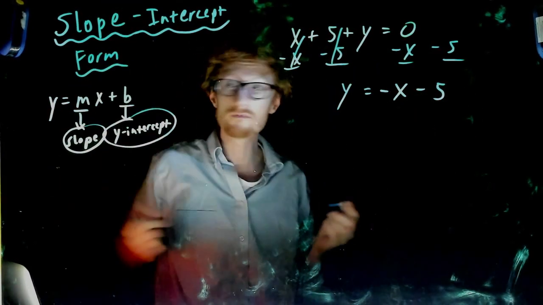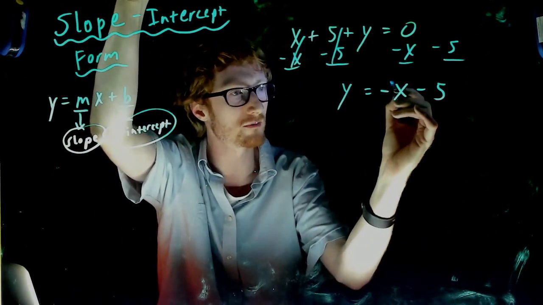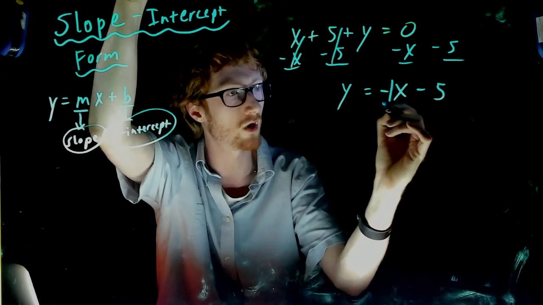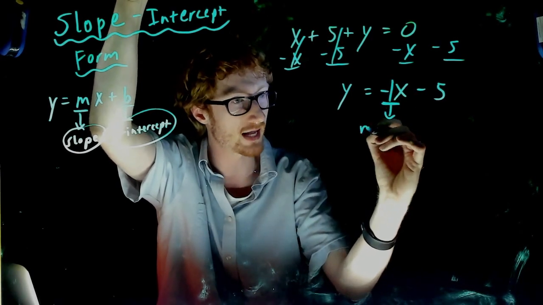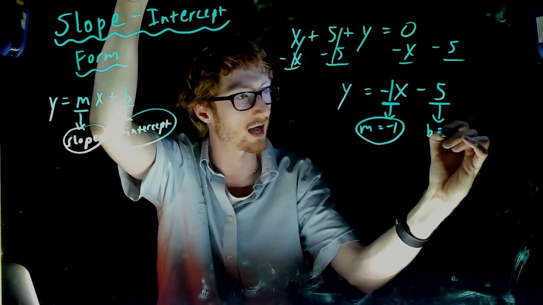Now you have it in slope-intercept form, right? But what's the slope? There's not a number in front of x. Well, remember, there's not a number in front of anything. It's always a 1. So my slope in this case, my m, would be a negative 1. And my y-intercept would be a negative 5.